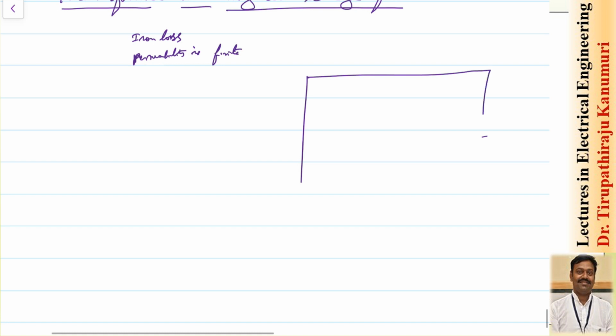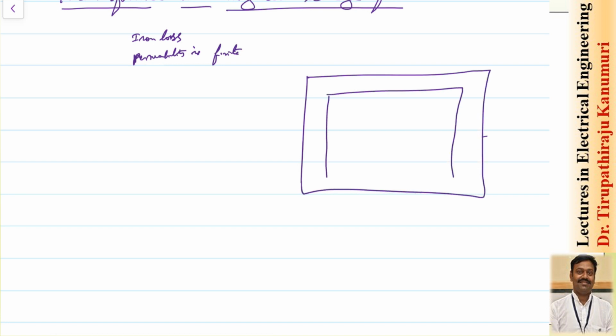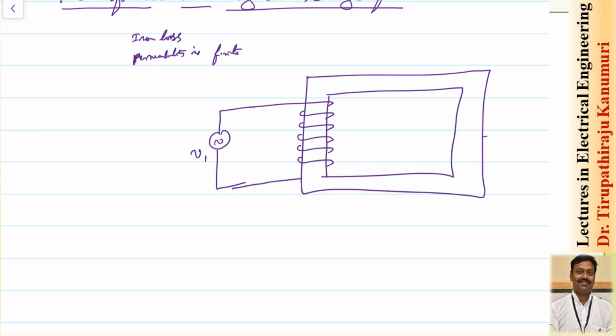So I have taken a transformer. The transformer will have two windings. One is the primary winding and there will be one more, the secondary winding. Let us assume the primary winding is wound like this. This is my primary winding, which is connected to some supply V1. Now the secondary winding, let us assume this is my secondary winding, which is connected to some load.